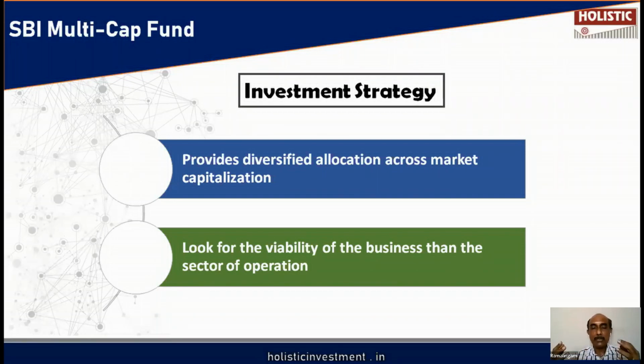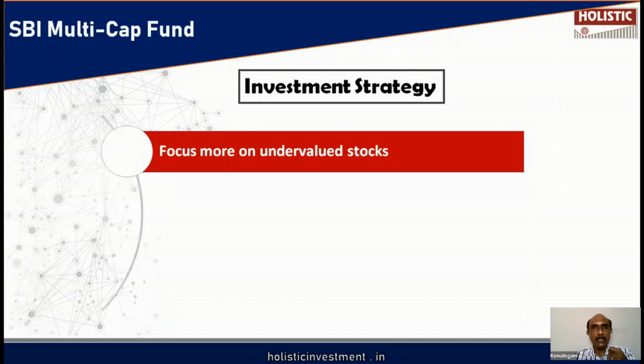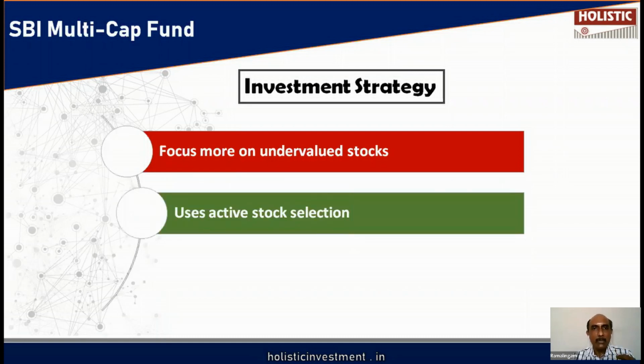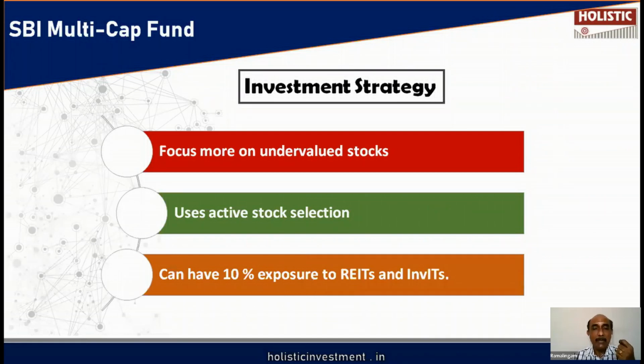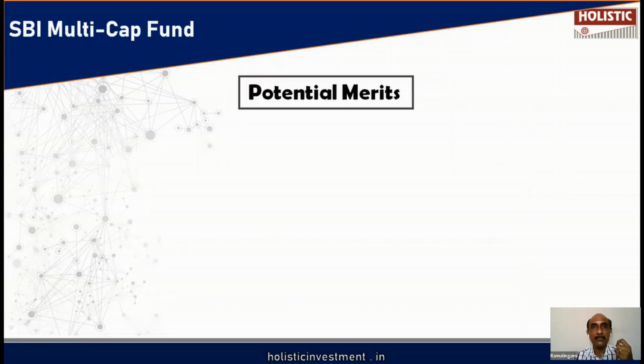The top-down approach first analyzes the sector, understands the outlook of the sector, then chooses a good stock in that sector. It is not that way. It is actually choosing a good stock and then looking at the sector. This fund focuses on more undervalued stocks, uses active stock selection, not a passive fund like an index fund. This is an active stock selection fund. They can have 10% exposure to real estate investment trusts as well.